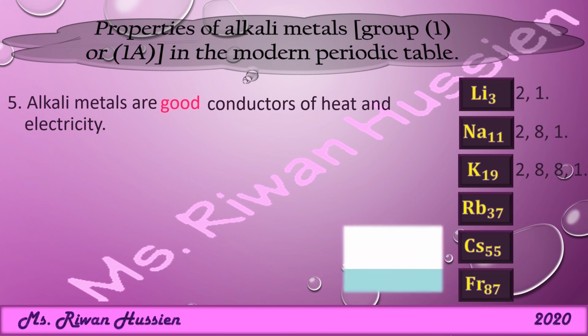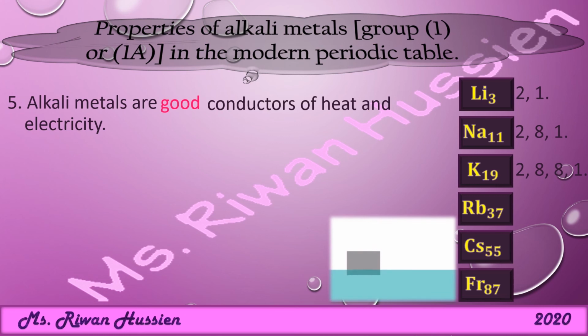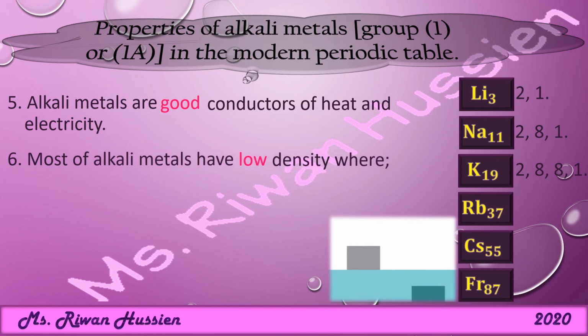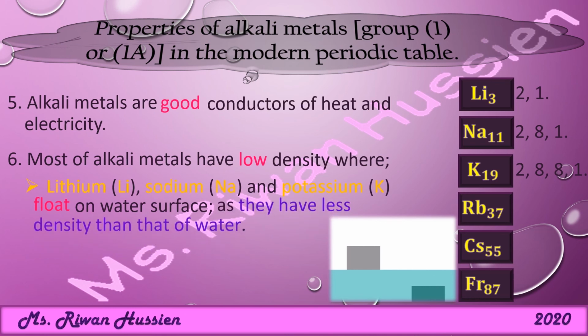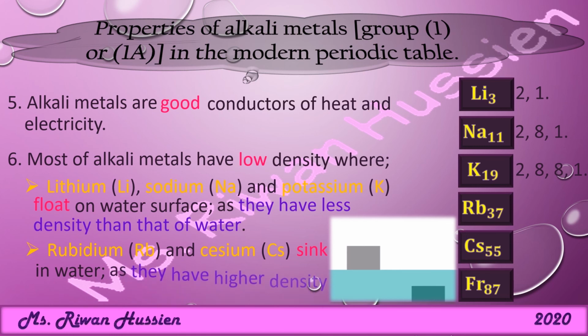But when we put alkali metals in water, some of them float on the water surface, while others sink in the water. So, most of alkali metals have low density, where lithium, sodium, and potassium float on the water surface, as they have less density than that of water. Rubidium and cesium sink in the water, as they have higher density than that of water.